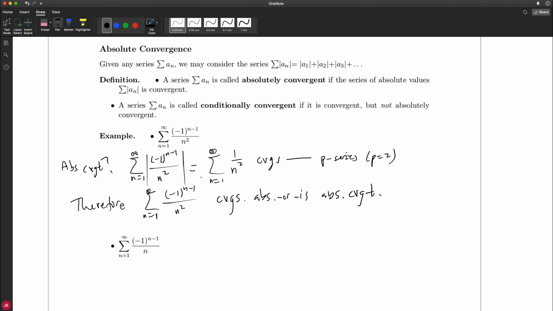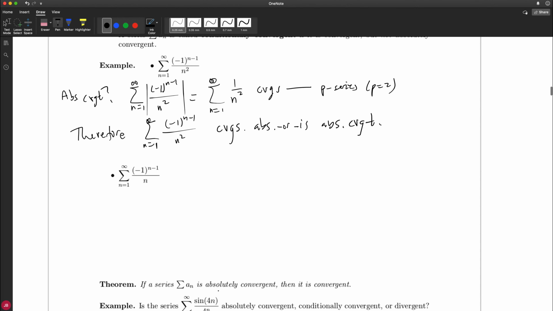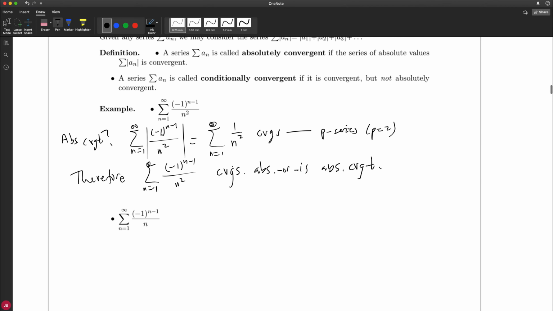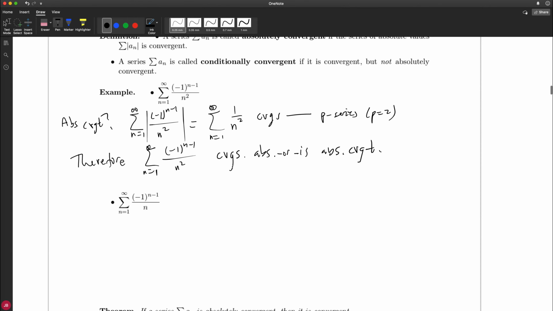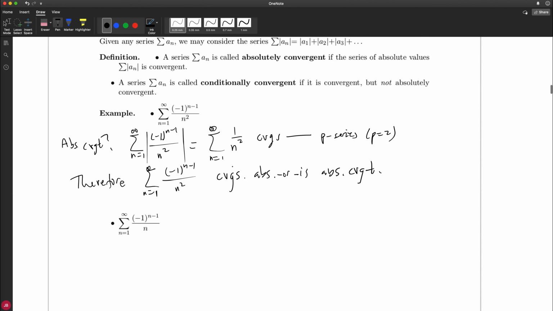Now what this means is that not only does this series converge, but it's even a stronger notion than that. It converges even when I throw absolute value bars there. So absolute convergence implies convergence. You see that's a theorem right here. Absolute convergence implies convergence, but the other way around is not true. A series can converge, but not absolutely. And we'll get to that in just a second.